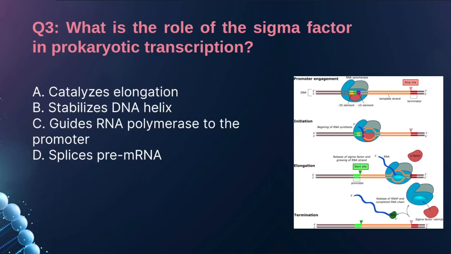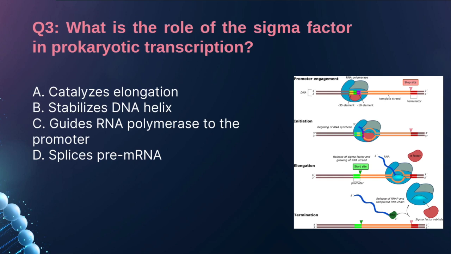Okay, what is the role of the sigma factor, not sigma point, in prokaryotic transcription? And really, think about the sigma factor as the GPS of the RNA polymerase. It helps the enzyme locate the right address. So the answer is C. It guides the RNA polymerase to the promoter. The sigma factor enables the RNA polymerase to recognize and bind to specific promoter sequences.